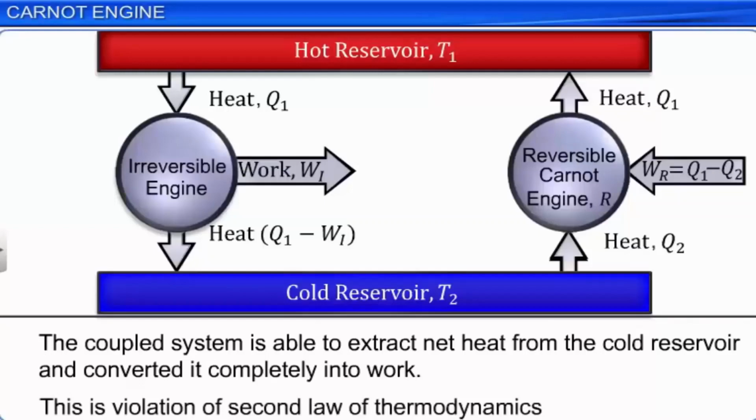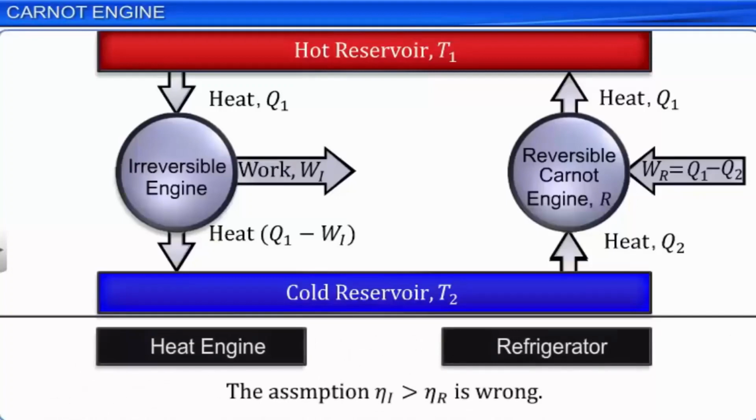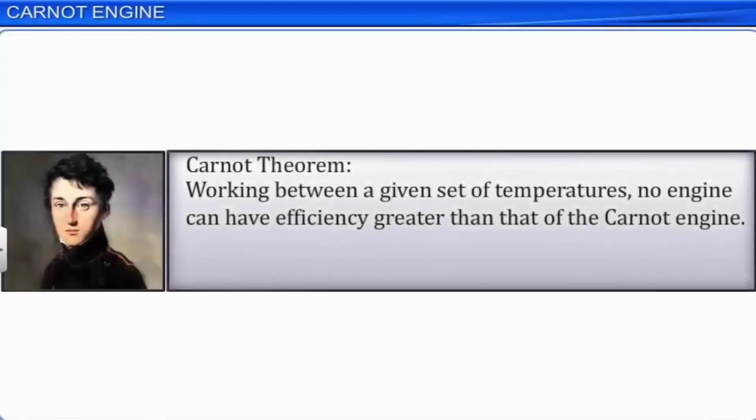This conclusion leads us to Carnot's theorem. It states that working between a given set of temperatures, no engine can have an efficiency greater than that of the Carnot engine. It also states that the efficiency of the Carnot engine is independent of the nature of the working substance. Though we use the ideal gas equation while deriving equation 12, it must be true for any working substance.